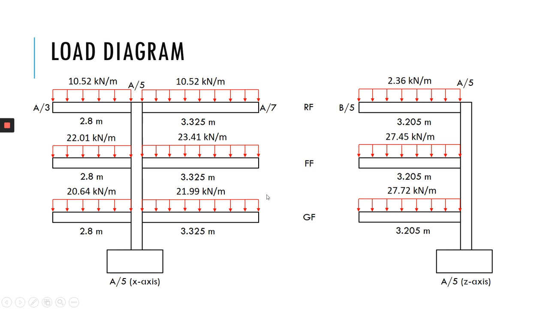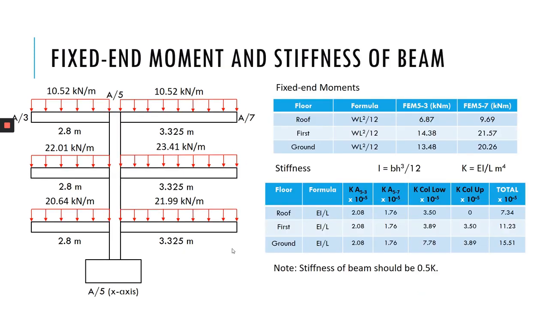So the load diagram, we have to calculate it in order for us to know the bending moment for the column, and also the stiffness of the beam and also the column. Here is the diagram showing the load that is acting on top of the beam. So we have to calculate the fixed end moment and also the stiffness of the beam and also column for both sides. So here is how to calculate it. The first one is the fixed end moment for the roof floor, first floor, and also ground floor. The fixed end moment for beam 3.5 and also 5.7.